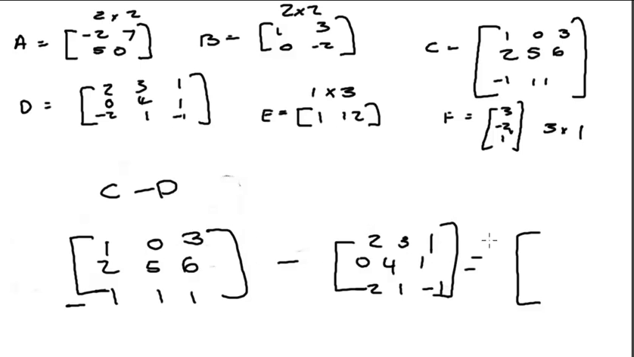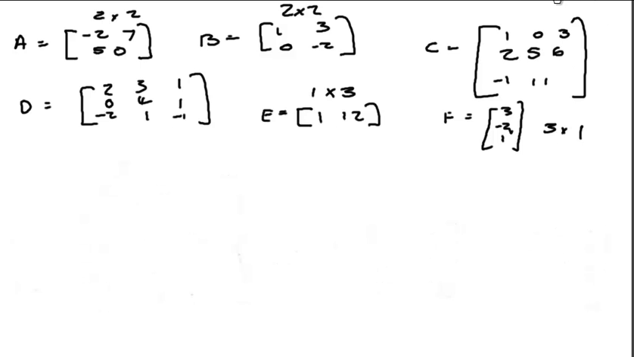So 1 minus 2 is negative 1, 0 minus 3 is negative 3, 3 minus 1 is 2, 2 minus 0 is 2, 5 minus 4 is 1, 6 minus 1 is 5, 1 minus 2 is negative 1, 1 minus 1 is 0, and 1 minus negative 1 is 2. And so subtracting is just like addition, you just do it. Okay, now let's take a look at some other operations.